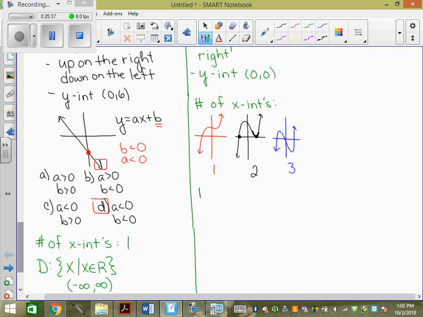What's my domain and range? Domain and range of odd functions that are not word problems are the easiest things on the planet. When you have arrows going in opposite directions, your x's are going on forever, and your y's are going on forever. So it's just x ∈ R, y ∈ R. So set notation is x ∈ R. Interval notation, negative infinity, positive infinity. Set notation y ∈ R. Interval notation, negative infinity, positive infinity.